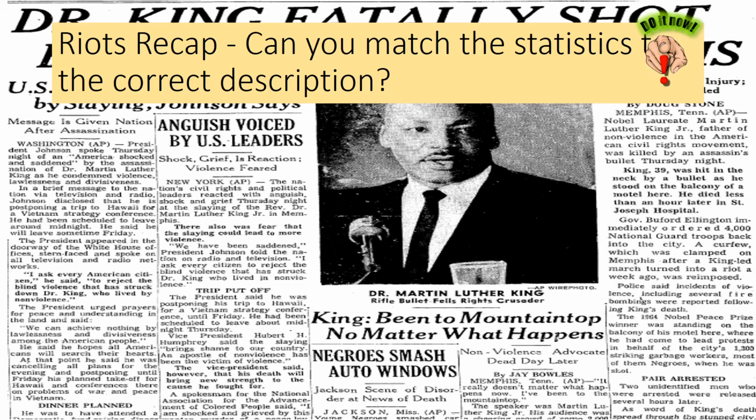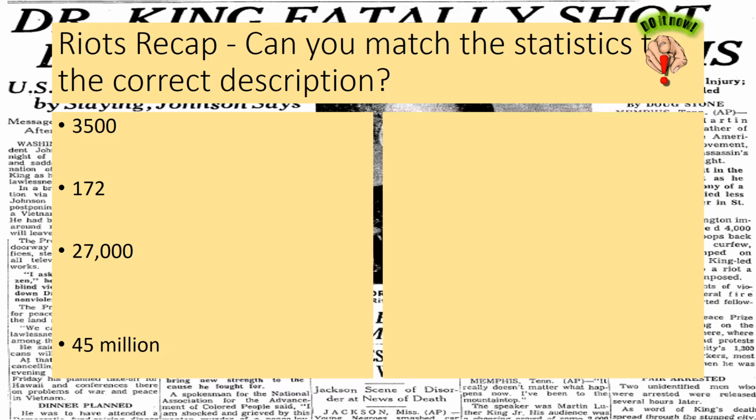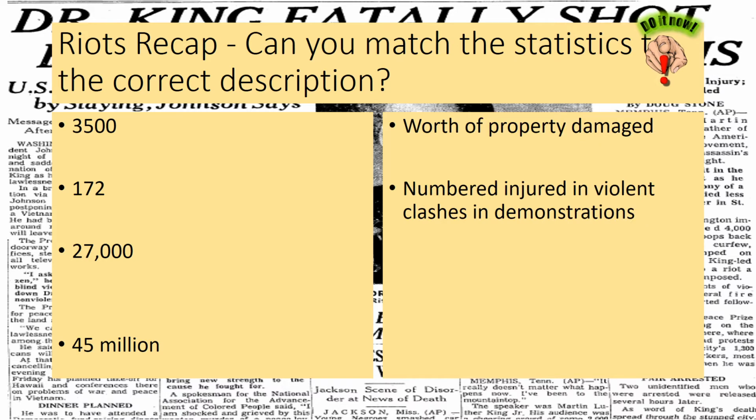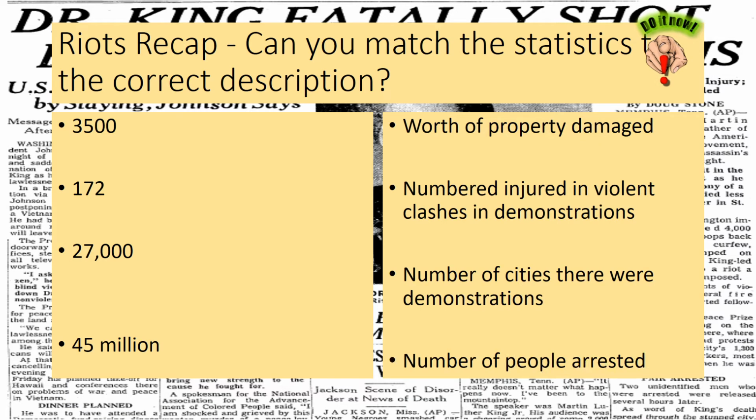Your Do It Now task is to have a little recap of the riots that we looked at last lesson. Based on what we looked at, can you match the following statistics to their correct description? You have 4 different numbers and 4 different descriptions. Can you match them up together? You can pause the video here, give yourself a couple of moments to go through this, and then we will shortly go through those answers.